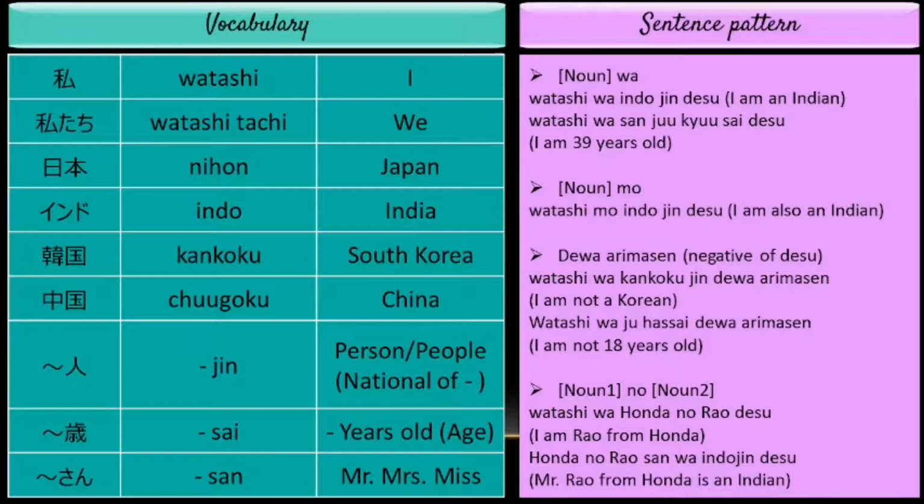But if I want to say that Mr. Rao from Honda is an Indian, because I am referring to him, I will have to use the word san to give him respect. So, in Japanese, I will say, Honda no Rao-san wa Indojin desu. Before I end, I request you to practice a couple of times so that you are ready for the next lesson, wherein you will learn how to introduce yourself in Japanese.